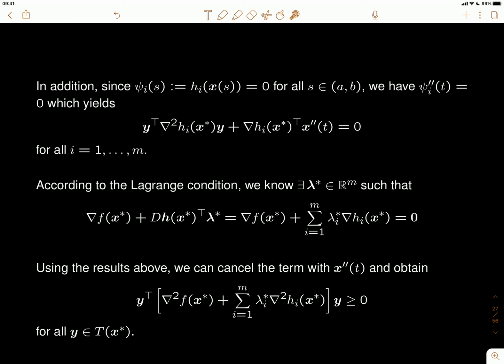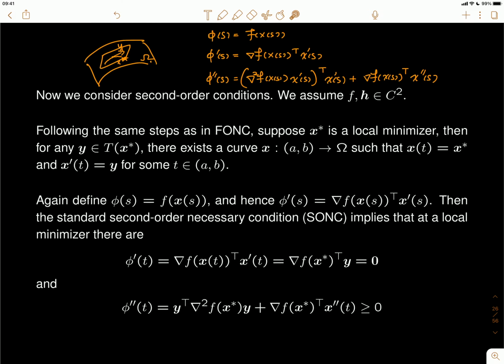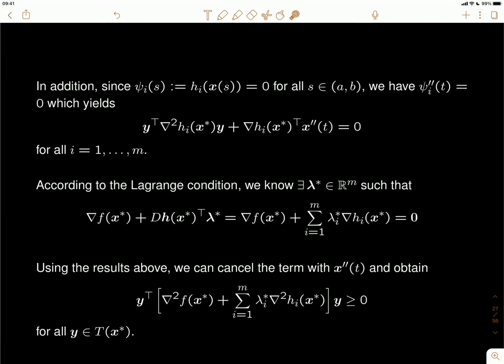Remember, we just used the function value. We just used the function value because we know that x of s is a curve on this omega, so we can track its function value, and this is where we can get the first order derivative equals zero because it's a local minimizer at s equals t, and also this is greater than or equal to zero when it's a local minimizer at s equals t. But I haven't used the property that this x of s is actually on omega, or in other words, h of x of s is equal to zero. This is what the constraint is.